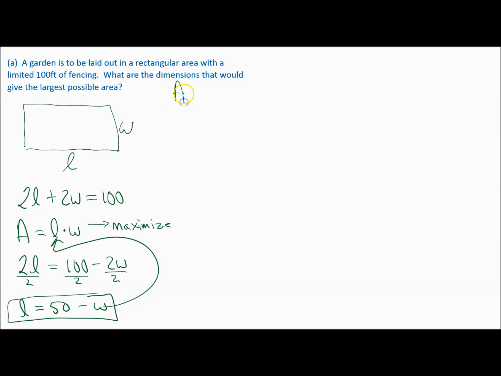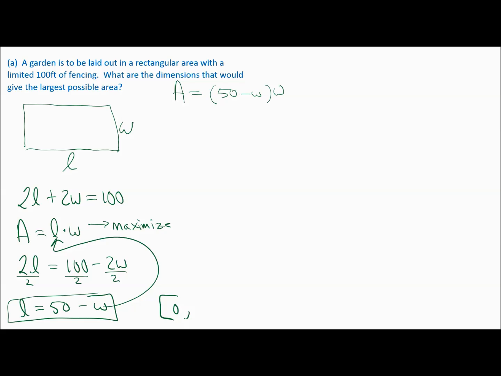So now I have area is equal to, in parentheses, 50 minus W times W for the W that's already there. And that's the guy I want to maximize. Now again, let's think about our endpoints. Length and width can't be any smaller than 0.